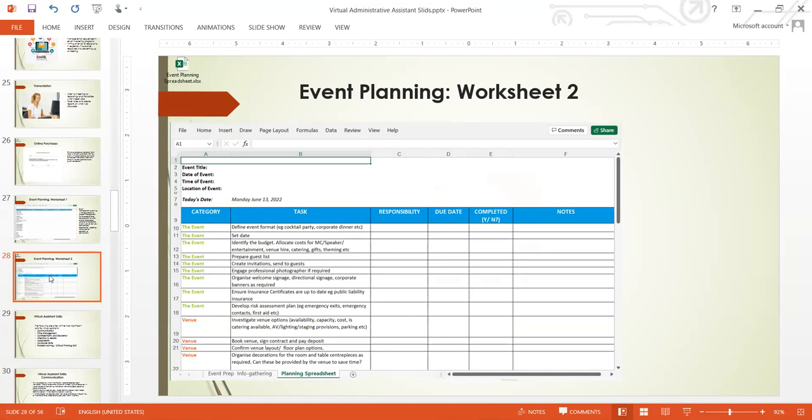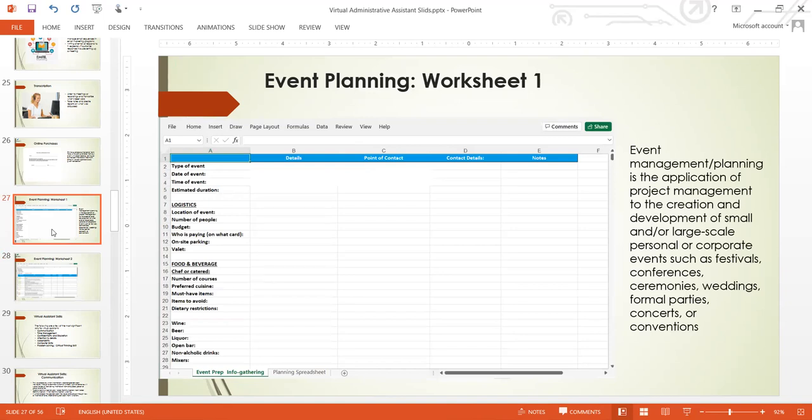And I believe by now, as a virtual assistant, we must have learned how to manage an event somehow. We've not done it practically, but from this template, we have the picture of how we can manage events. We can create a simple event management plan using a spreadsheet.